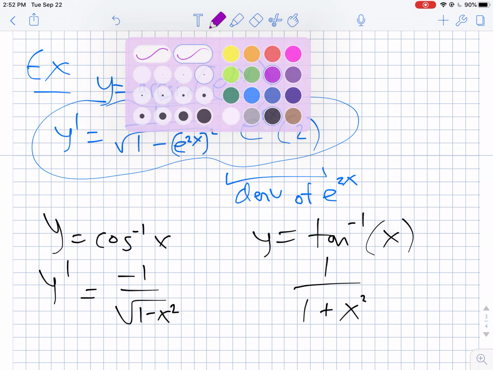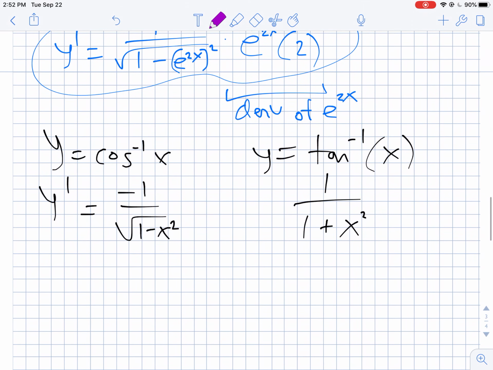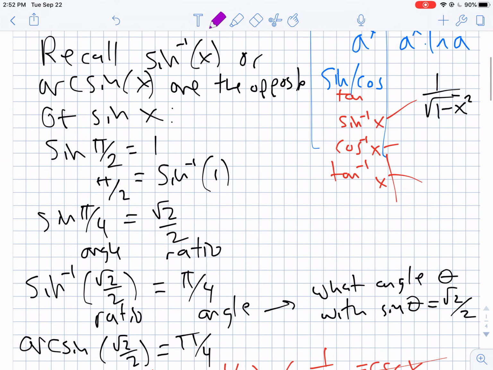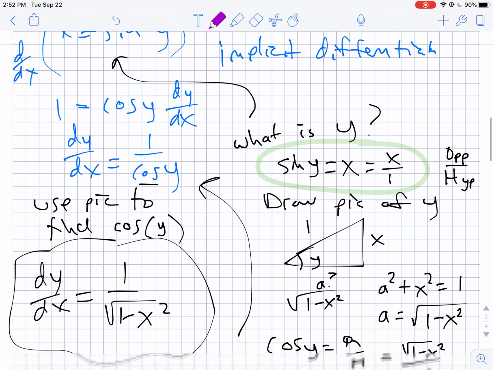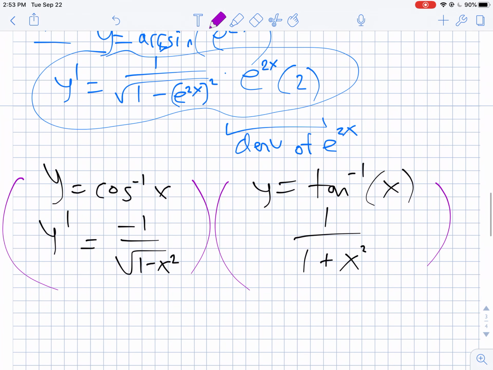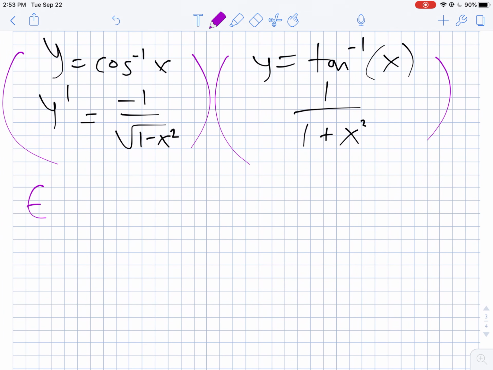Phenomenal. Okay, so let me go ahead and just show you a couple examples of this. Again, you can come up with these formulas if you want, but make sure you know all three of these derivatives for inverse sine, inverse cosine, inverse tangent. And maybe fill those out in your table at the top, right? Inverse cosine is the same as inverse sine, but it's negative, and inverse tangent is 1 over 1 plus x squared.